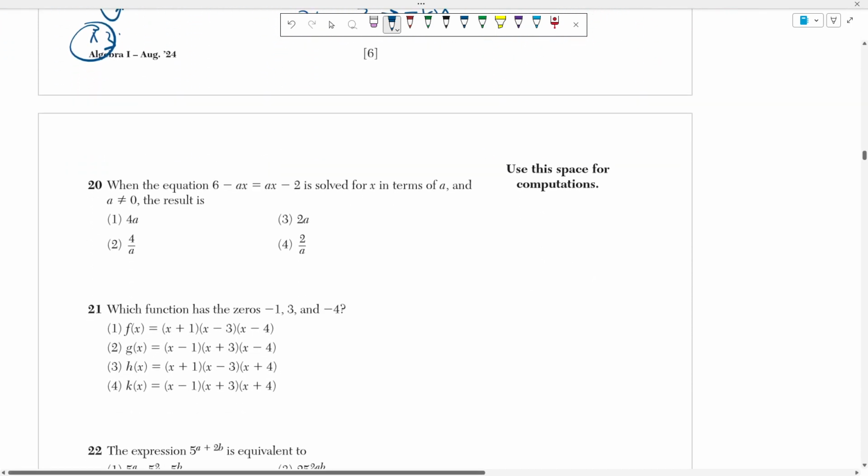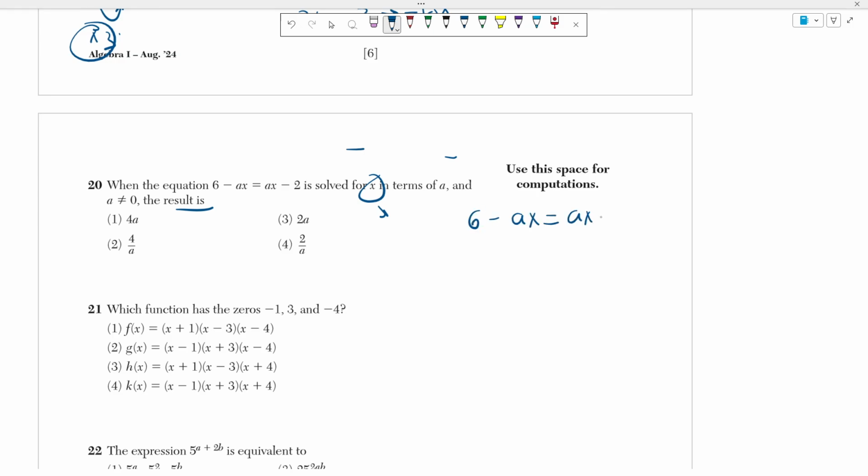Number 20 says that when the equation 6 minus ax is equal to ax minus 2 is solved for x in terms of a, the result is what? So whenever you see blank in terms of blank, that first term is what you're going to solve for. So I'm going to take 6 minus ax is equal to ax minus 2, and I want to solve for x. Don't worry about the in terms of a. It's literally just asking you to solve for x, okay? So let's solve for x.